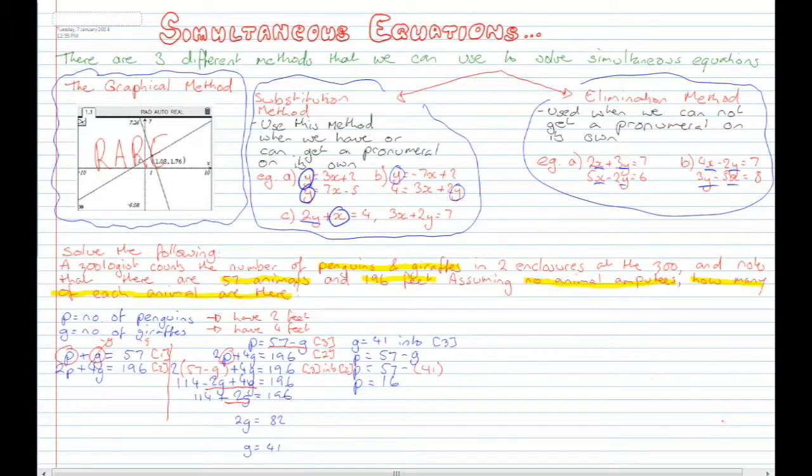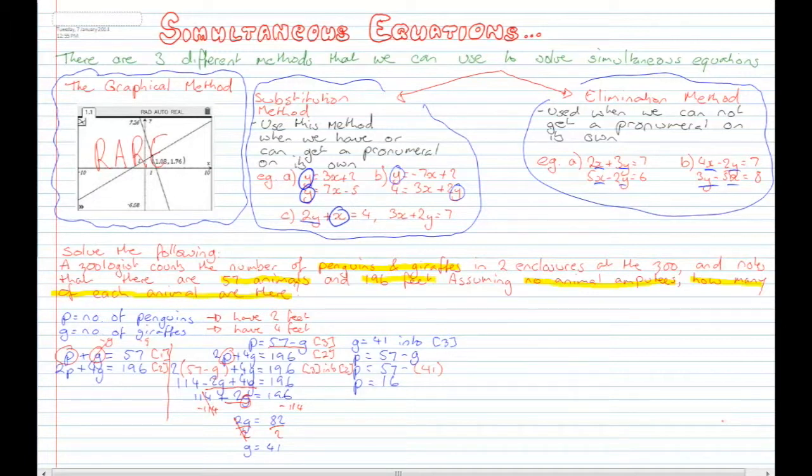Next step here is just to get G on its own, so circle that, that's what we're looking for. So we subtract 114 from both sides. These will cancel out, leaving us with just 2G on this side, and 196 minus 114 is equal to 82. Next step here is to get G on its own, is to divide by 2, divide both sides by 2. The 2's will of course cancel out, leaving G on its own, and 82 divided by 2 is 41.